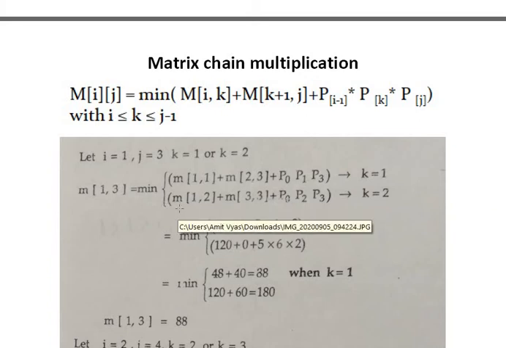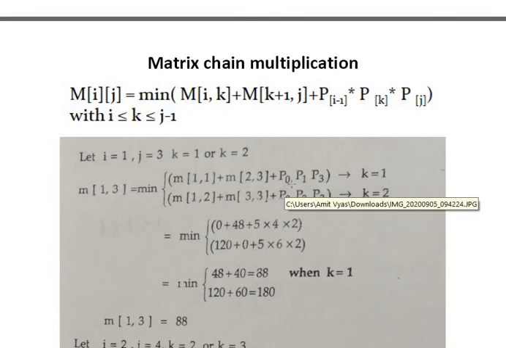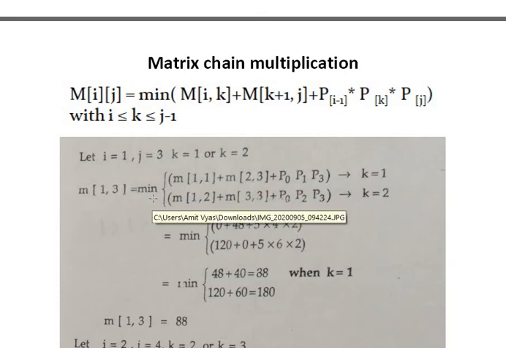So you have to put k equal to 2 here, m of i, k, m of 1, 2. Then we can add m of k plus 1, it means 2 plus 1, m of 3, j equal to 3. So m of 3, 3, and put k equal to 2 here, p of i minus 1, p of 0, p of k, p of 2 and p of j, p of 3. Now you have put p of 0, p of 2 and p of 3, and find the minimum value.